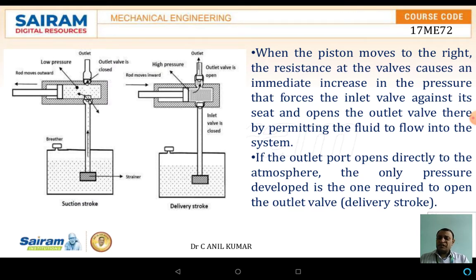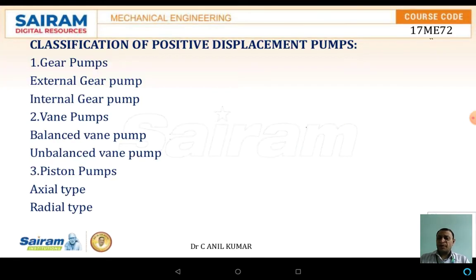Now once the piston starts moving from left to right, compression takes place, which is the delivery stroke. In that, the inlet valve is in the closed position and the outlet valve is in the open position. The fluid which has been collected inside the chamber is pushed to the outlet and expelled from the chamber to the system. This is the principle normally adopted in the reciprocating pump.